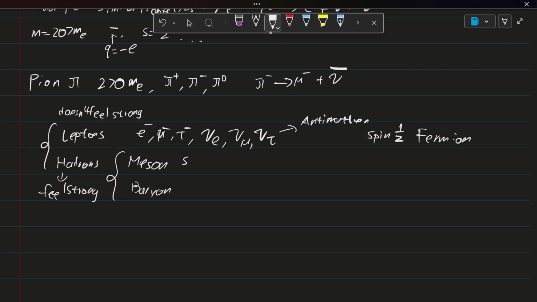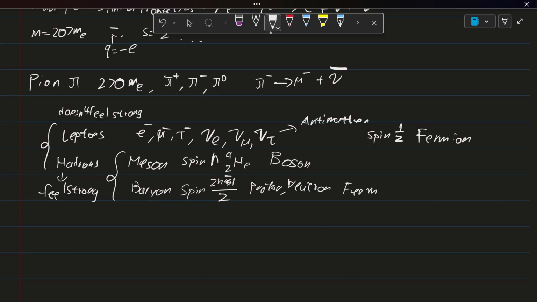Mesons have spin of an integer, something like the helium atom, helium-4, which has integer spin. And so helium is one of the examples. So these are bosons. And then what we also have is the baryon. The baryon has a spin of an odd integer over 2. So something like the proton, the neutron, and so on, which means that these are all fermions.